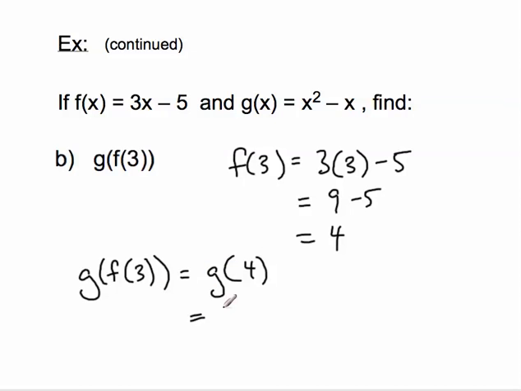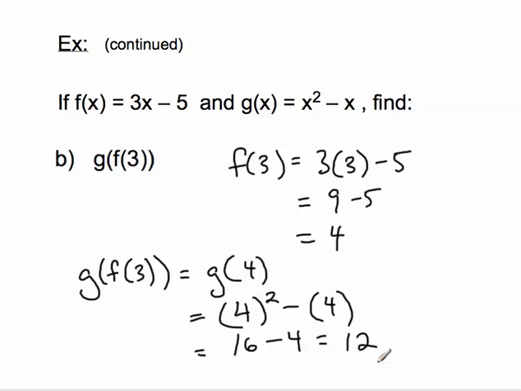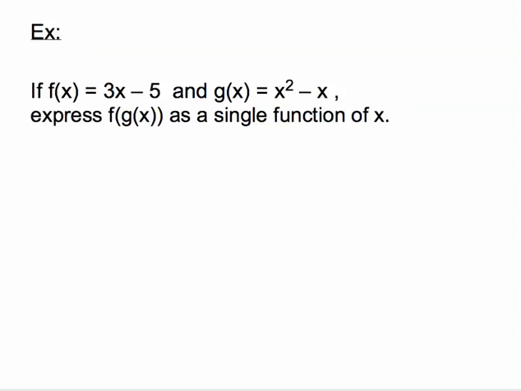Now, f of 3 is equal to 4, so g of f of 3 is equal to g of 4. g of 4 is going to be equal to 4 squared minus 4, because g is equal to x squared minus x. So that's equal to 16 minus 4, which is equal to 12. So g of f of 3 is equal to 12. Notice that g of f of 3 and f of g of 3 were not the same.